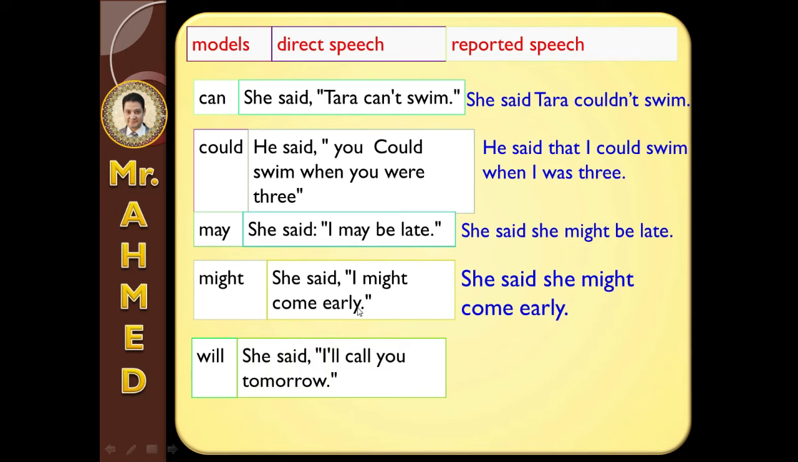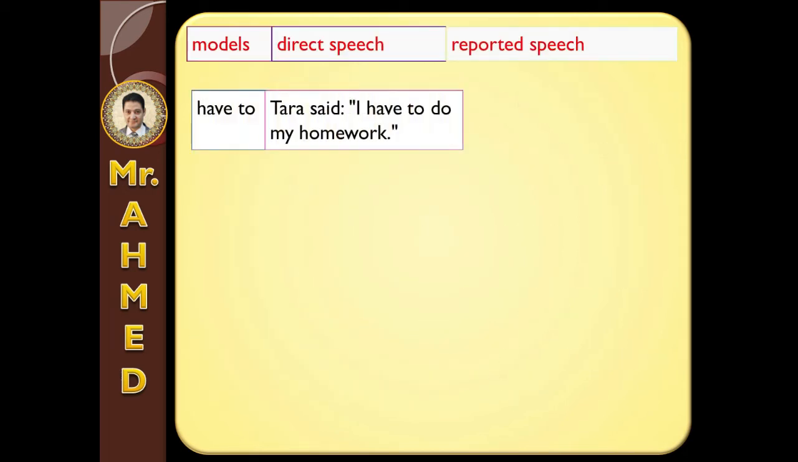Will: she said, "I'll call you tomorrow." She said she would call me the next day. Here we changed will into would, and tomorrow into the next day. Here we have "have to." Tara said, "I have to do my homework." Have to will be changed into had to. As we will see, Tara said she had to do her homework.